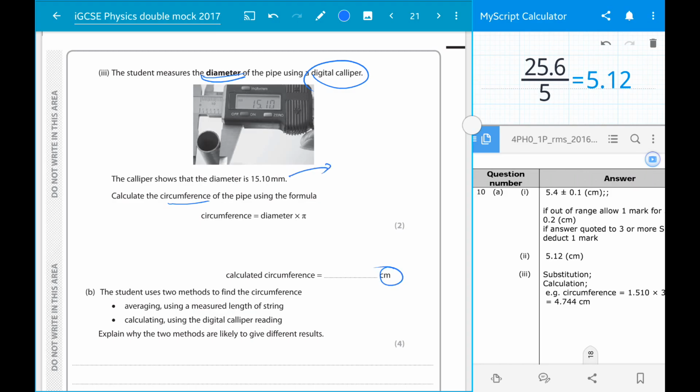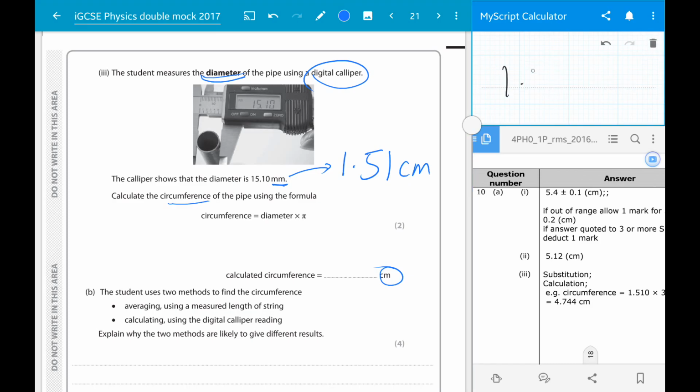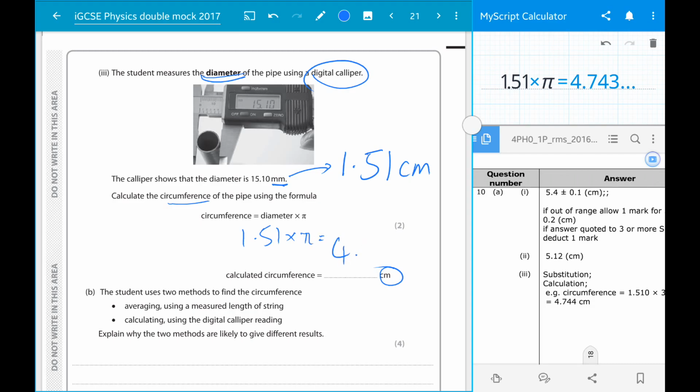First thing I'm going to do, to avoid any unit errors, is convert the millimetres into centimetres. 1.51 centimetres is our diameter. You can see on here, 10 millimetres is 1 centimetre. So I've got to do 1.51 times pi, which equals 4.743 and so on.